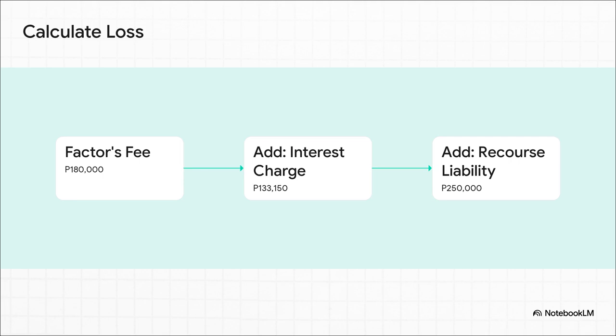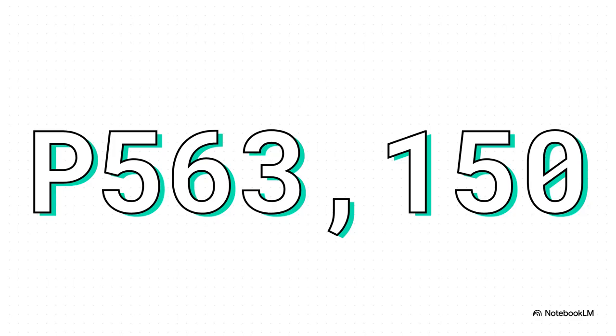All right, on to mission 2, calculating the loss. This is the true cost of doing this deal. What goes into it? Well, you've got the factor's fee of 180,000 pesos, you've got the interest of 133,150 pesos, and you have to add that 250,000 peso recourse liability. That's right, the value of the risk you're still holding is part of the loss. And there's our number. The total loss on factoring is 563,150 pesos. Now notice what's not here, the holdback. It doesn't factor into the loss at all. This 563,150 pesos is the number you debit to loss on factoring when you make the journal entry.